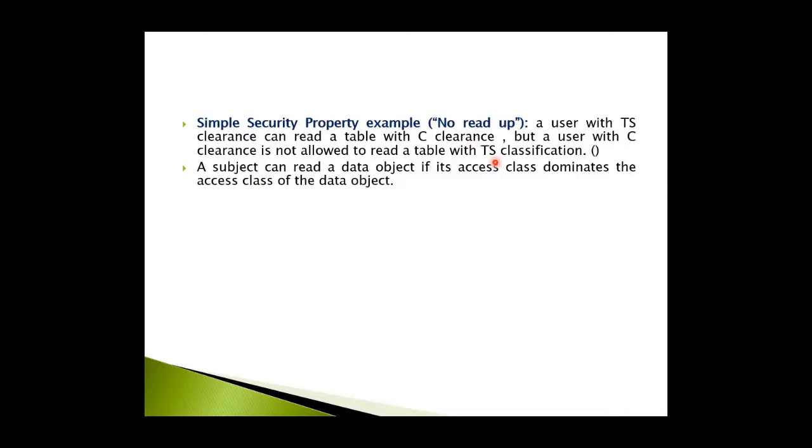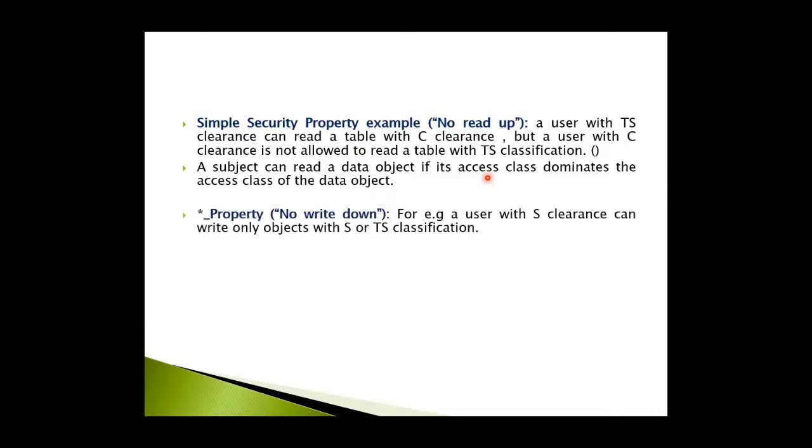It cannot read the object which has a higher security level as compared to the security level assigned to that user. A subject can read a data object if its access class dominates the access class of the data object. Now, it is again put in some other way, but what is the takeaway? A user with a clearance level or security level will only be able to read an object if that object has a security level which is at a lower priority, right? But vice versa is not possible.